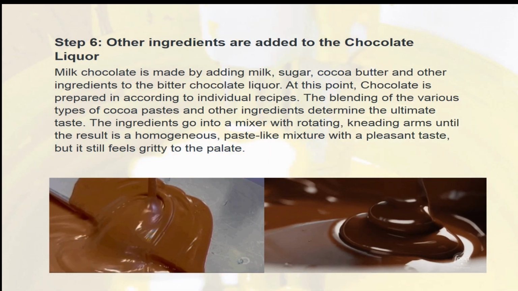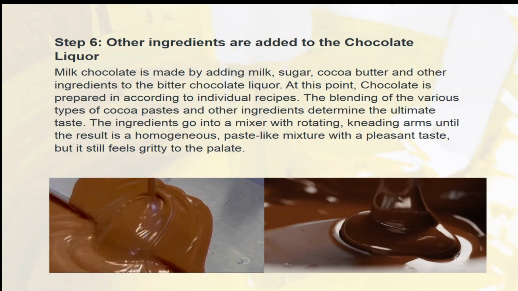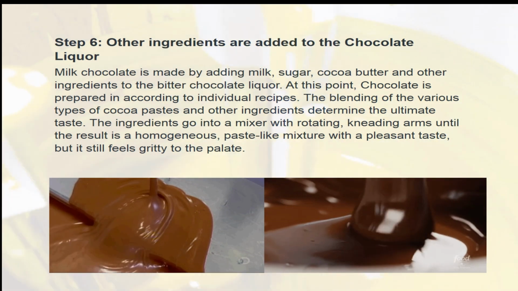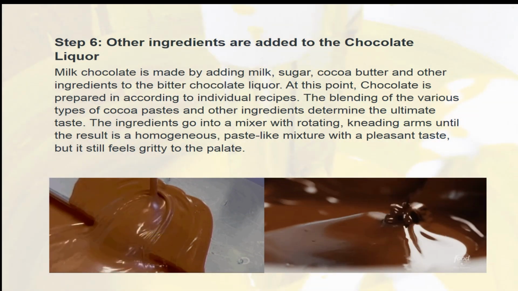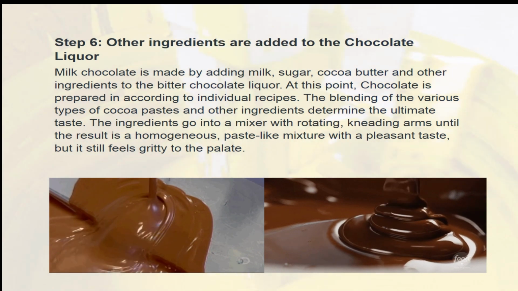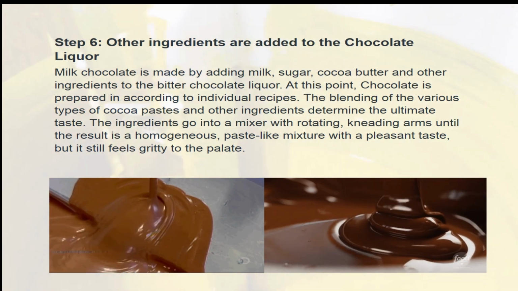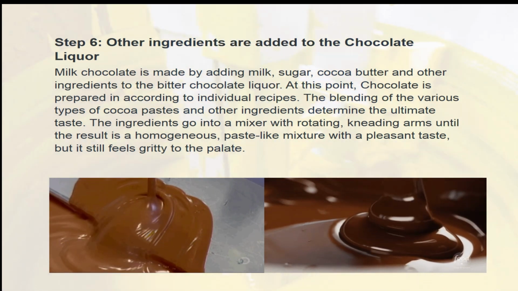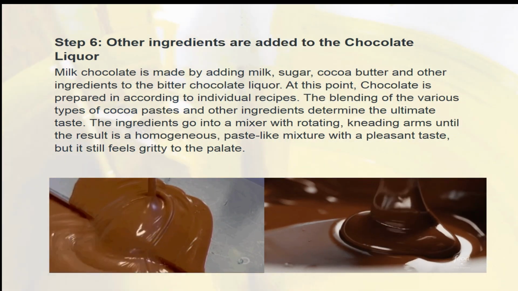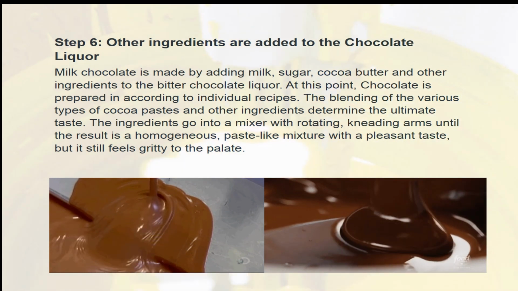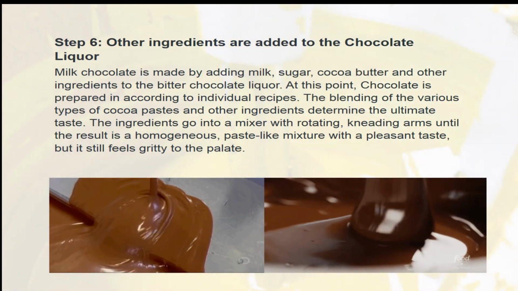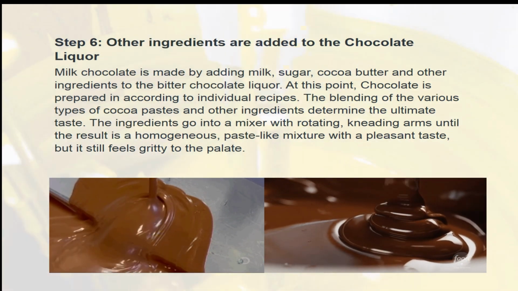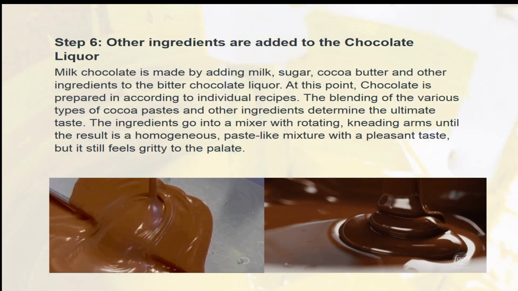Step 6. Other ingredients are added to the chocolate liquor. Milk chocolate is made by adding milk, sugar, cocoa butter and other ingredients to the bitter chocolate liquor. At this point, chocolate is prepared according to individual recipes. The blending of the various types of cocoa pastes and other ingredients determines the ultimate taste. The ingredients go into a mixer with rotating, kneading arms until the result is a homogeneous, paste-like mixture with a pleasant taste, but it still feels gritty to the palate.